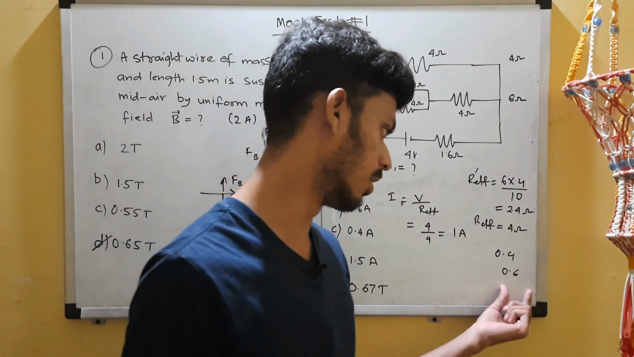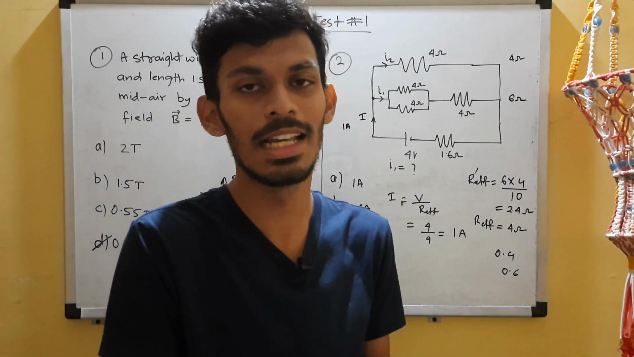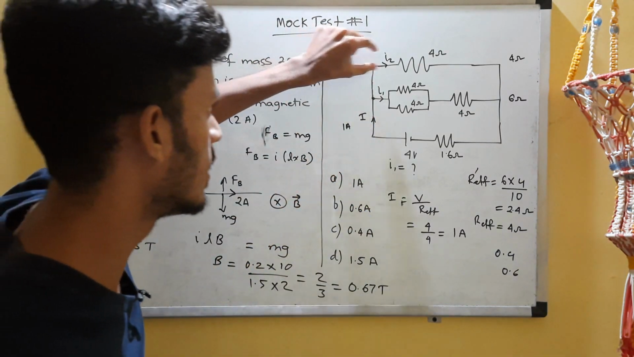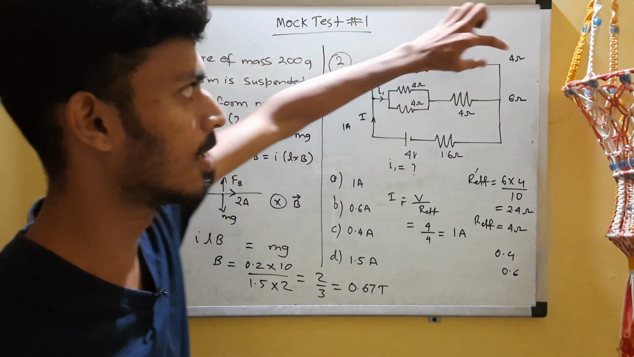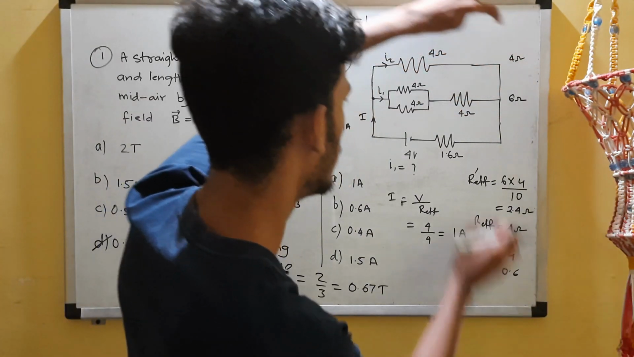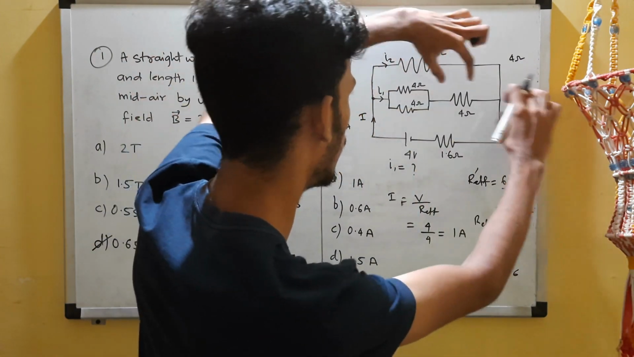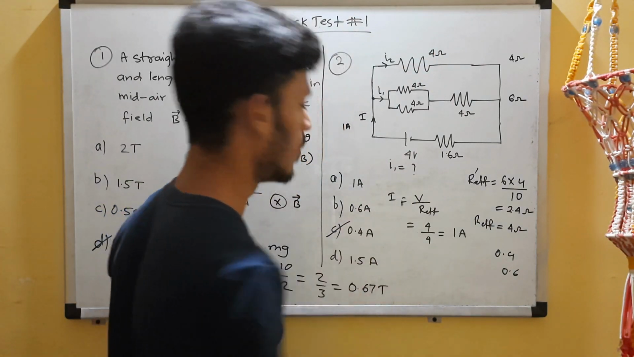And the greater current will flow through that path which has less resistance, right? So greater current through less resistance. So 0.6 will flow from here and 0.4 will flow from here, because here the resistance is less. So 0.6 will flow from this branch and 0.4 will flow from the other branch, and that is what we are supposed to find. So 0.4 is our answer.